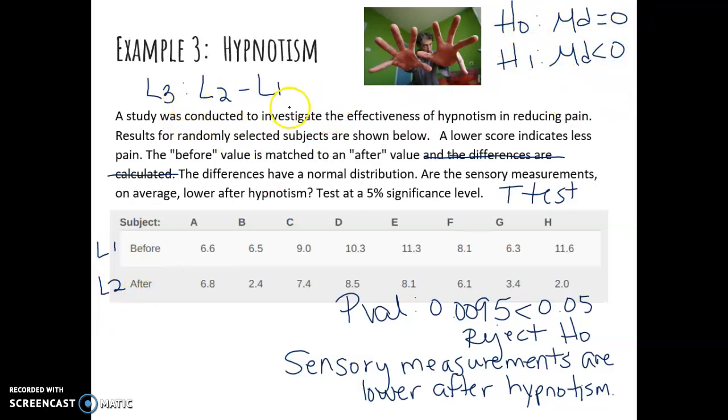If you did L1 minus L2, you would need to change that to greater than. But I wanted to keep it with the wording since it said lower, and I think less than kind of goes with lower. That's why I did it this way. I put my data in L1 and L2. In L3, I did L2 minus L1. The p-value that I got was 0.0095. That's less than the significance level of 0.05, so we rejected the null. So we have enough evidence to conclude that sensory measurements are lower after hypnotism.